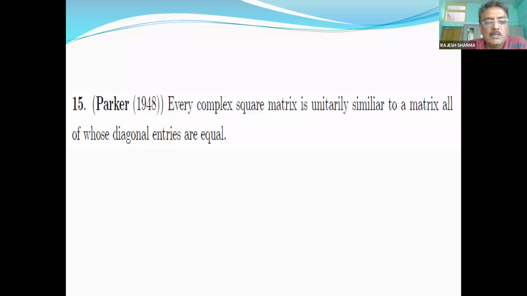Okay. Some of the questions were simple. In tomorrow's tutorial, we will keep some more simple questions. So say this 15th: every complex square matrix is unitarily similar to a matrix whose diagonal entries are all equal. Yes, take this and try to solve it in the next tutorial. For tomorrow's tutorial, I will try to put some more simple questions.